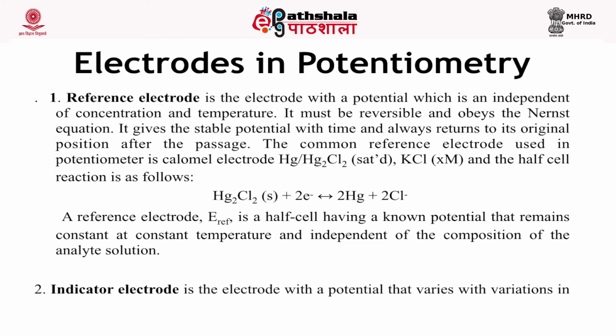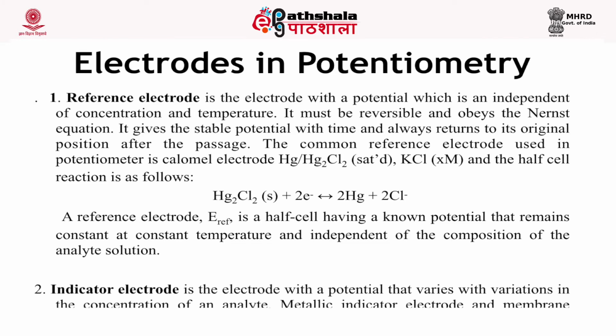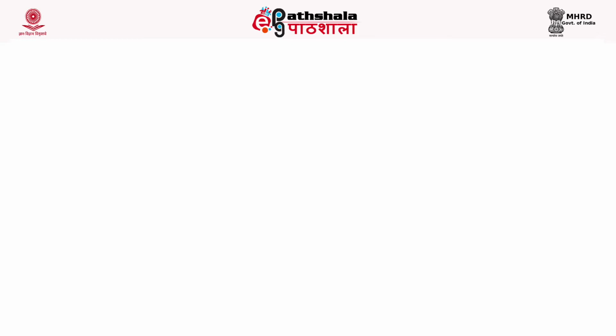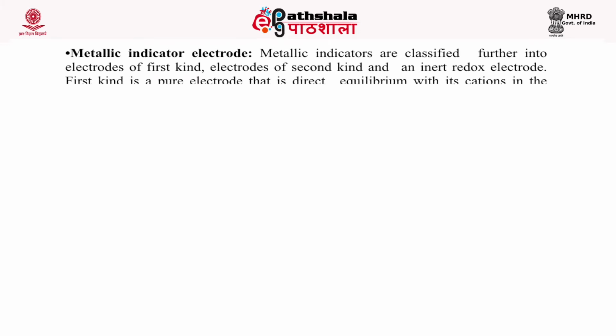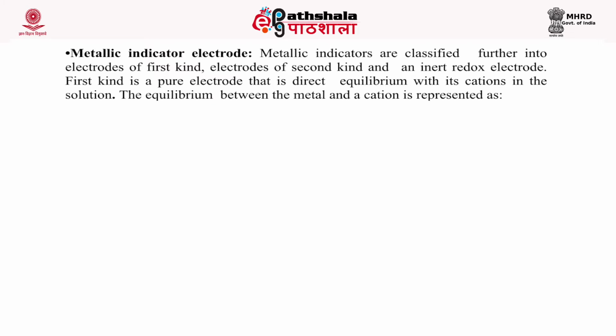Another is an indicator electrode, having a potential that varies with variations in the concentration of an analyte. Metallic indicator electrodes and membrane electrodes are types of indicator electrodes. Metallic indicator electrodes are classified further into electrodes of the first kind, electrodes of the second kind, and inert redox electrodes. The first kind is a pure metal electrode that is in direct equilibrium with its cations in the solution.